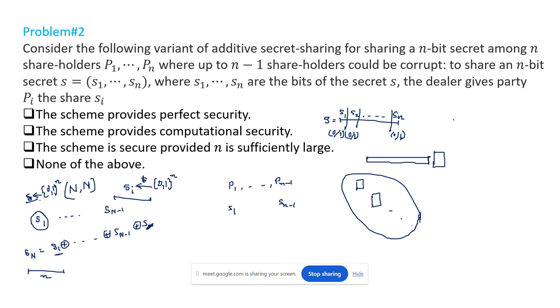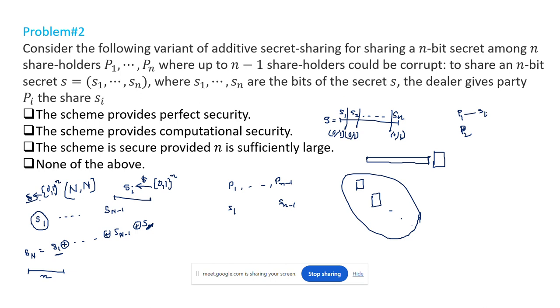If n is very large, then permutations will become very large, but maybe the third option can become correct. But I think, because you see P1 gets S1, the sequence actually does not matter, because with the party ID you know what is the position of the secret. That is how this question was crafted.